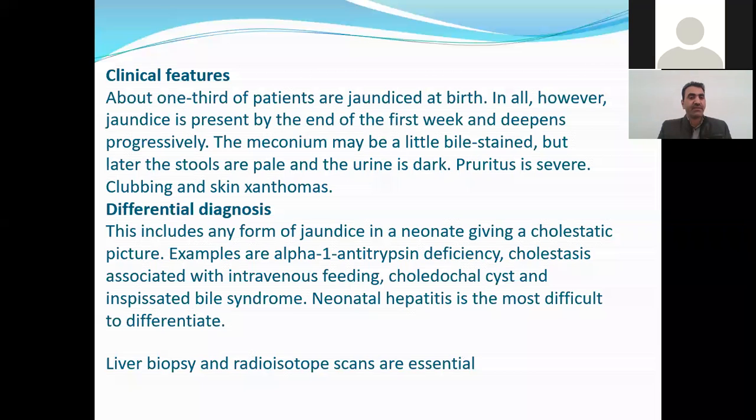Differential diagnosis: any differential diagnosis of jaundice in a neonate applies here. For example, alpha 1 antitrypsin deficiency, cholestasis associated with intravenous feeding, choledochal cyst, and inspissated bile syndrome. Neonatal hepatitis is the most difficult to differentiate from extrahepatic biliary atresia. Liver biopsy and radioisotope scan are essential to diagnose it and differentiate it from the other differential diagnoses.